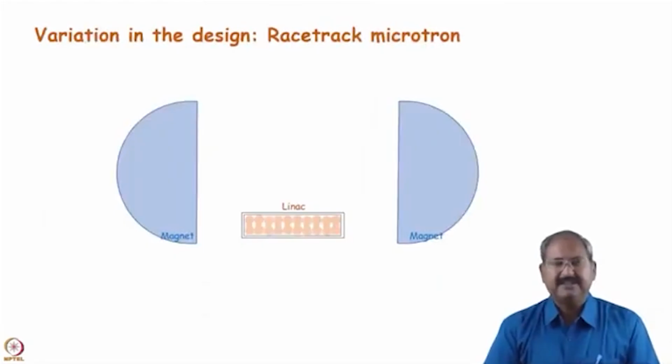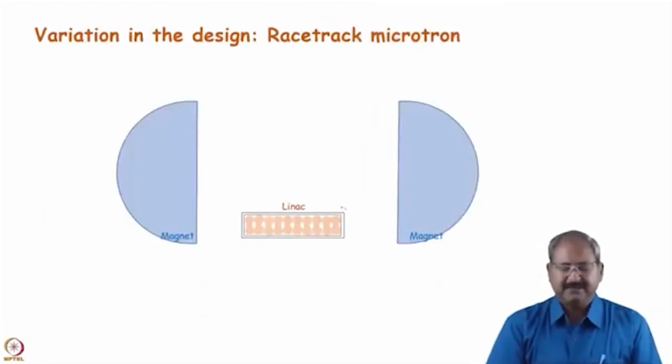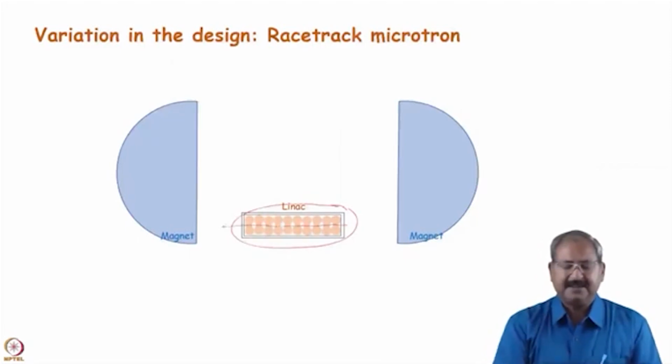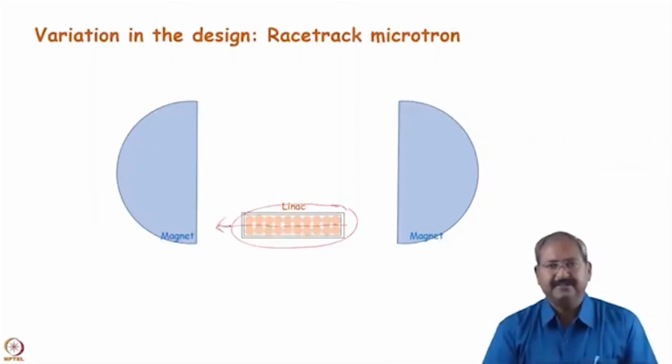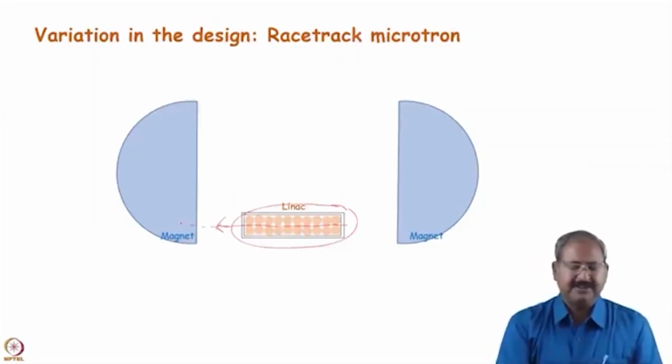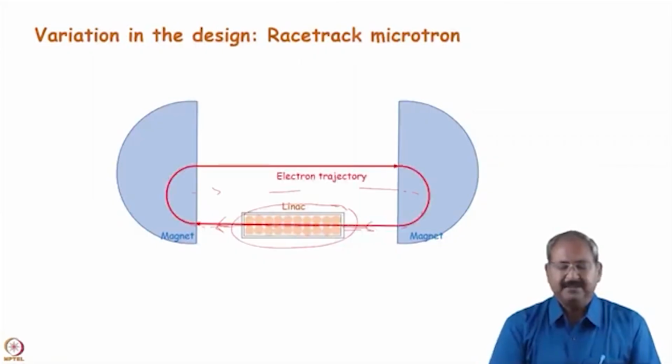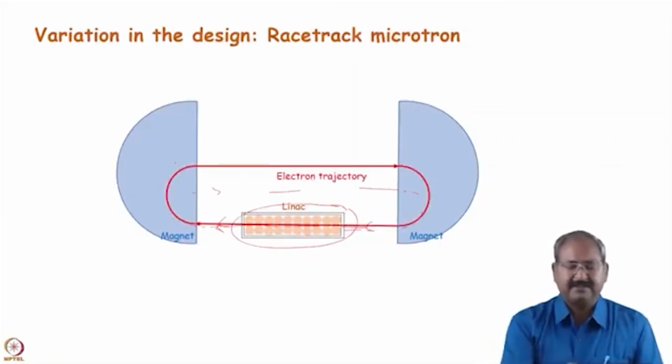Now what is the racetrack microtron? Instead of an RF cavity, place a complete linear accelerator, so the particle gets much higher energy in one pass. Then after reaching this magnet, it sends the particle on this orbit, and again on reaching this magnet, the particle will be sent to this linac. In this fashion, we have recirculating electrons through the linac.